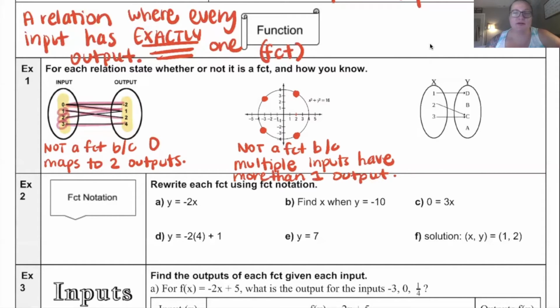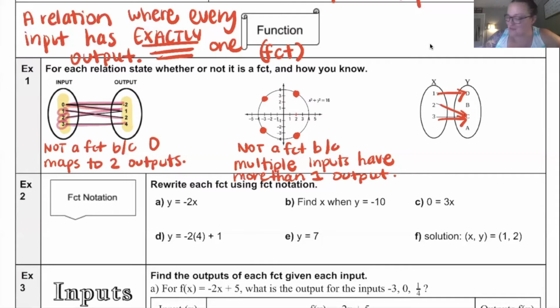All right, let's talk about the third part of this example. So if you look at this example here, 1 maps to D, 2 maps to C, and 3 maps to C. So what did you decide? Was this a function or not? I would say that this is a function because every input has exactly one output. 2 and 3 share the same output, but outputs are allowed to have multiple inputs. Inputs just can't have multiple outputs.